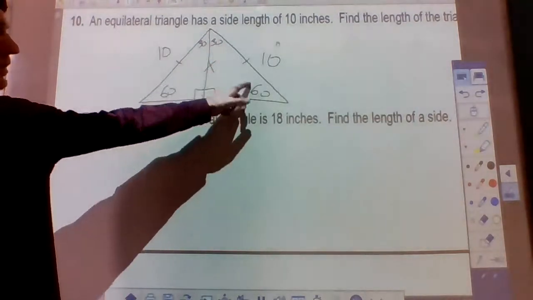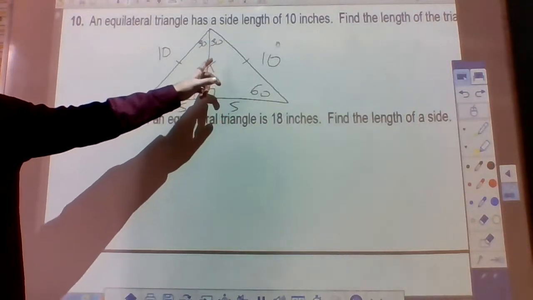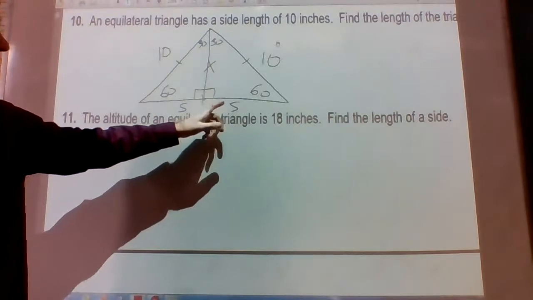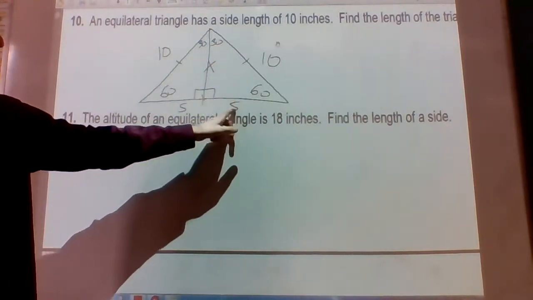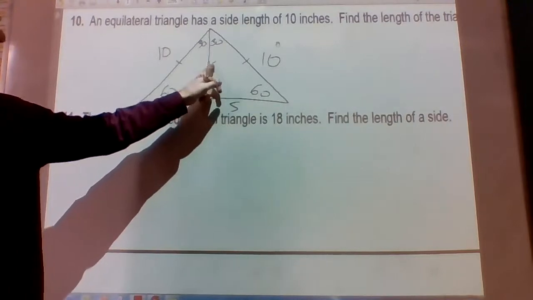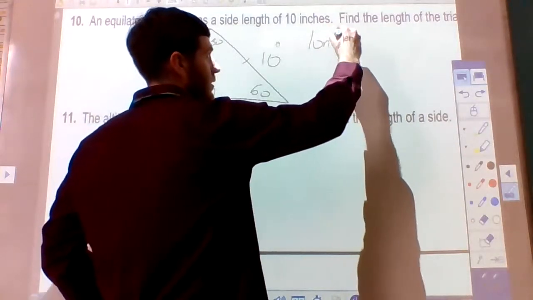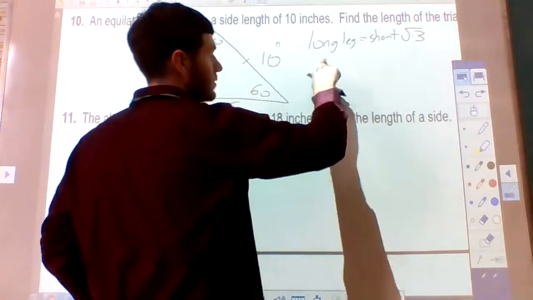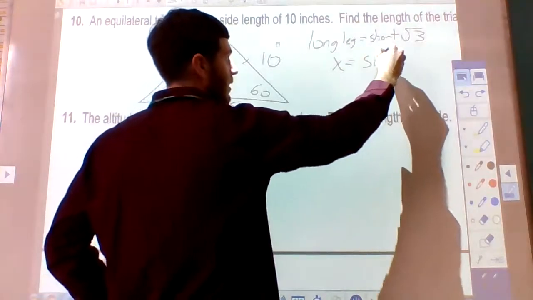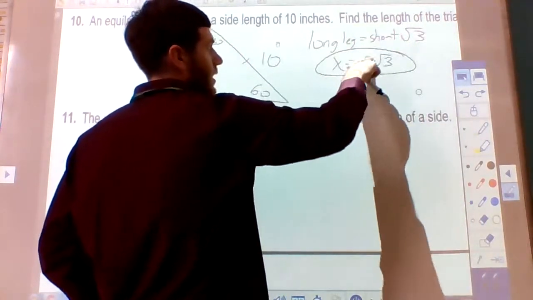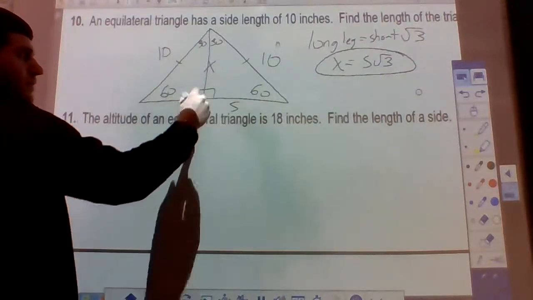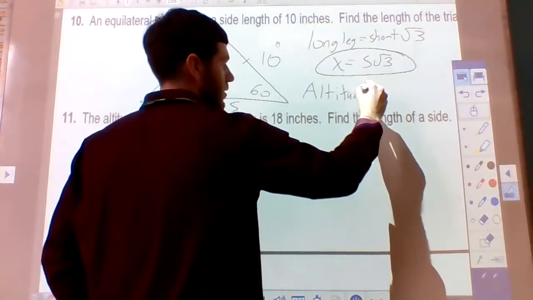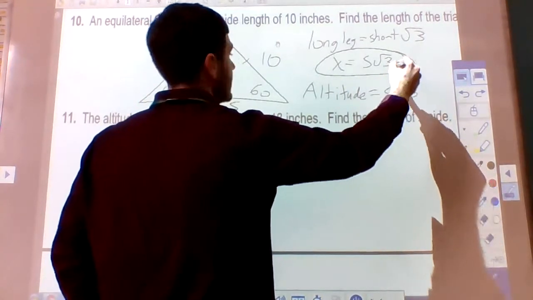So here's our 30, 60, 90 triangle. We're trying to find x. The 10 is the hypotenuse. 5 and x are the two legs. The 5 is across from the 30, so the 5 is the short leg. The x is across from the 60, so the x is the long leg. We know the long leg equals the short leg times the square root of 3. So the long leg is x, the short leg is 5. So x is going to equal 5 times the square root of 3. So the altitude equals 5 root 3 inches.